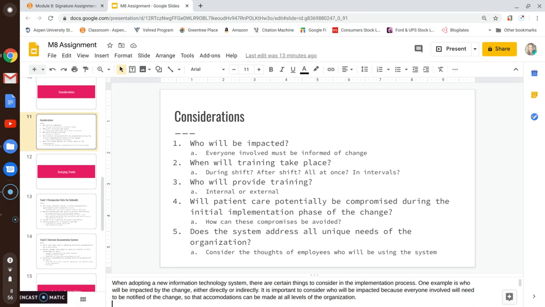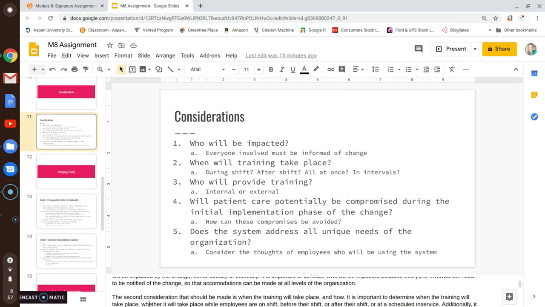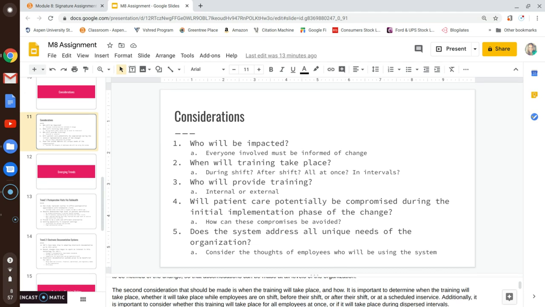It is important to consider who will be impacted because everyone involved will need to be notified of the change so that accommodations can be made at all levels of the organization. The second consideration that should be made is when the training will take place and how.